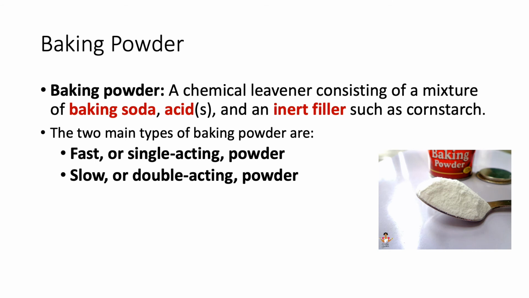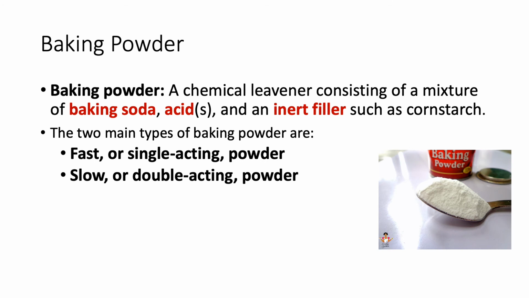There's two types of baking powder: a fast or single-acting powder, which I believe is mostly for commercial baking. You're not really going to see as much single-acting powder in a common home setting. Or a double-acting baking powder, which is something you're probably more used to. Most baking powder you've worked with is double-acting, unless you've worked in a bakery or something like that.